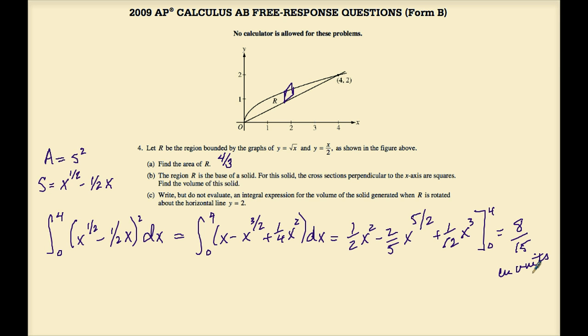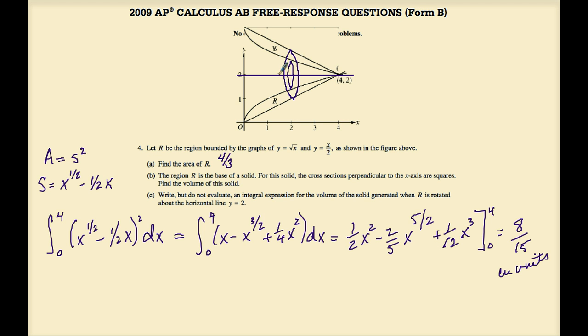All right, now for letter C. Write, but do not evaluate, an integral expression for the volume of the solid generated when R is rotated about the horizontal line y = 2. Let's see what this will look like. We have this region now being rotated around the horizontal line y = 2. This will be a solid with an opening. So we'll need an outer radius and an inner radius.